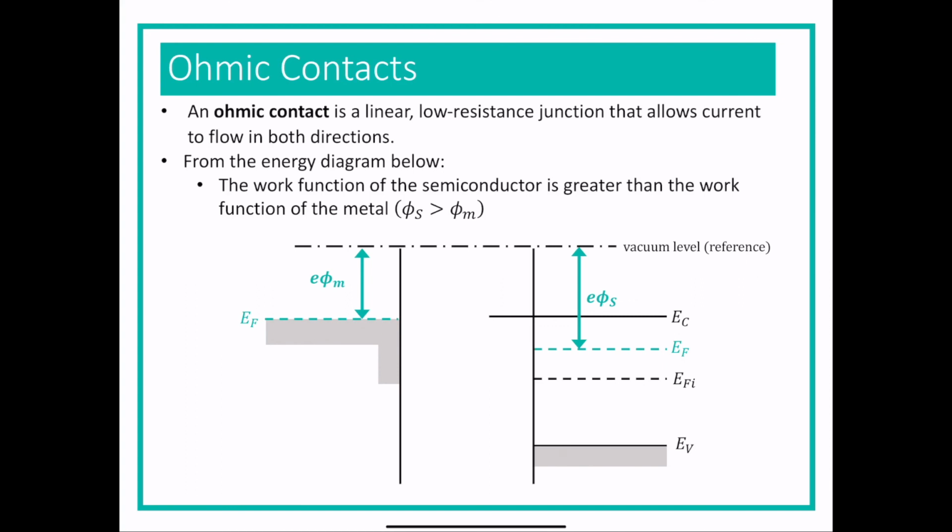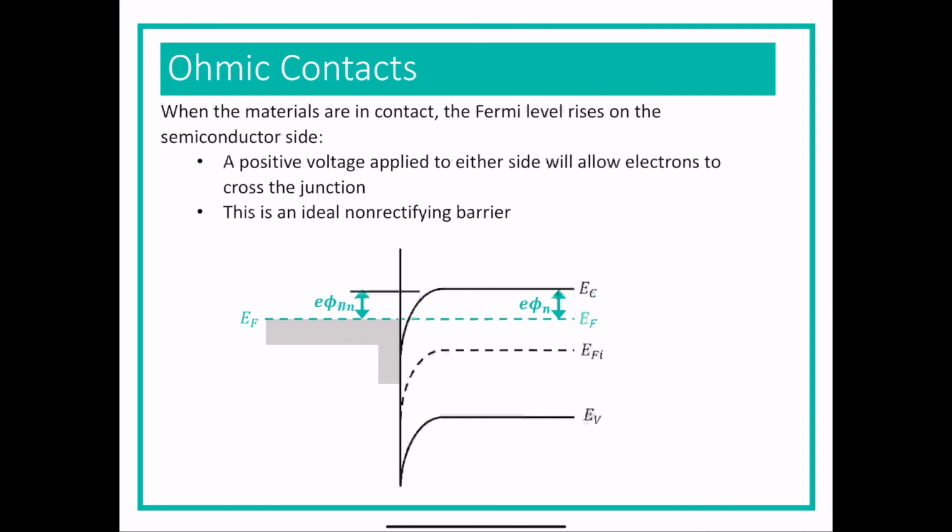So if we put these together, now the Fermi level on the semiconductor side is going to have to move up to equal the Fermi level on the side of the metal, which can't change. So when we do that, we actually find that if we apply a positive voltage to either side of this, electrons will cross. You can see that there's not a great barrier on the Fermi side. There's not a great barrier, and actually the conduction band is above where the metal is. So this is what we call an ideal non-rectifying barrier.